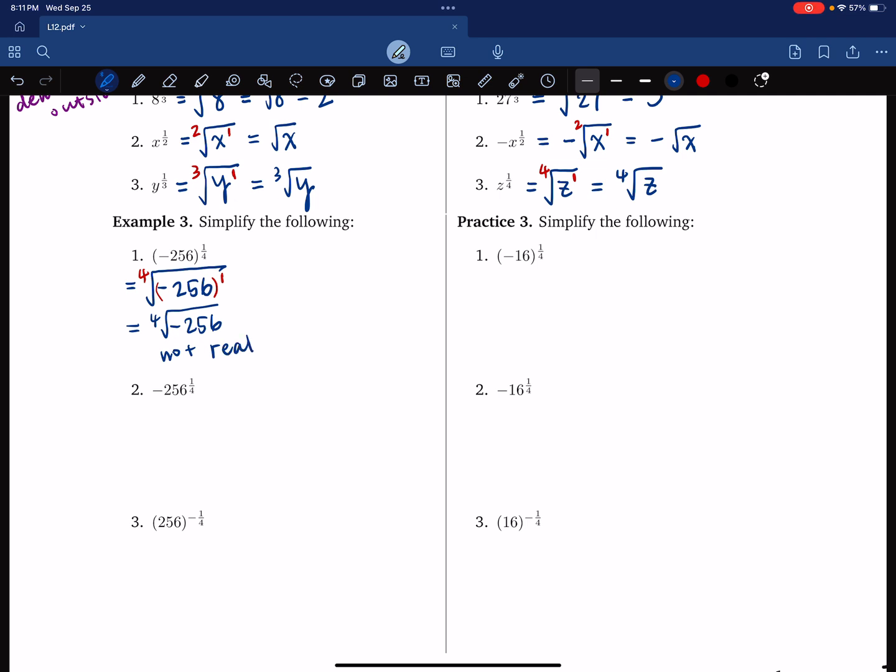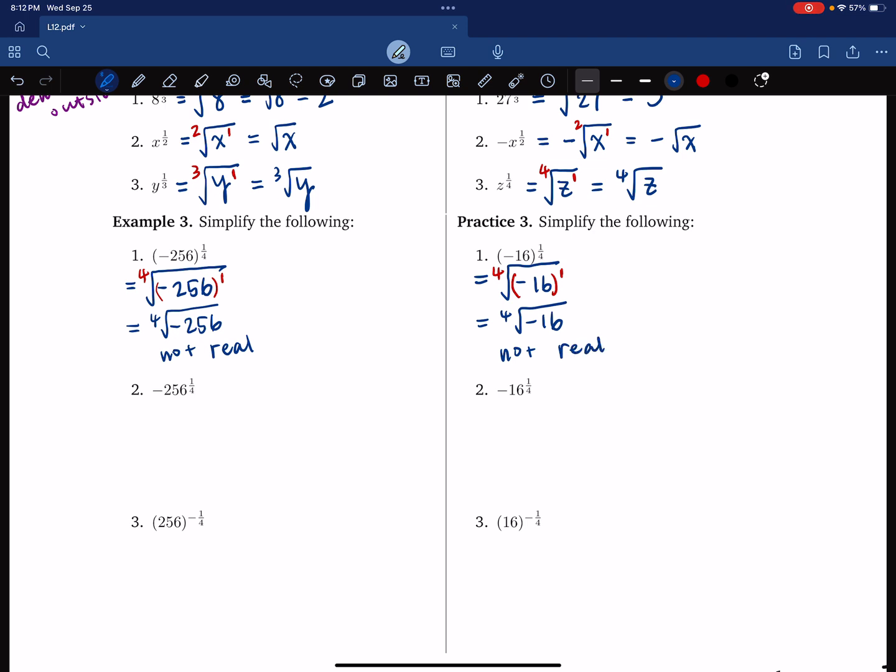All right, let's check out practice 3, number 1. We have parentheses, so that means negative 16 is the radicand. And then we have the radical sign. Numerator is 1. And then denominator is 4. And this simplifies to 4th root of negative 16. And because the radicand is negative, you say the same thing. This is not real.